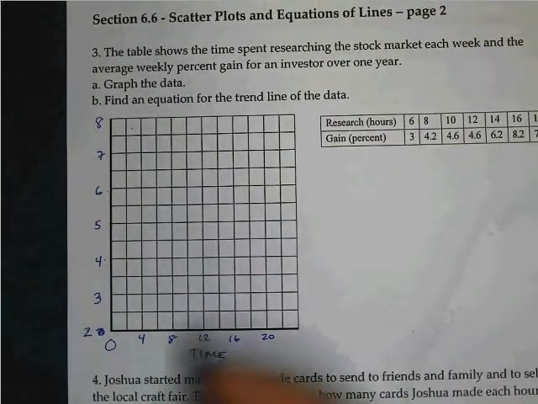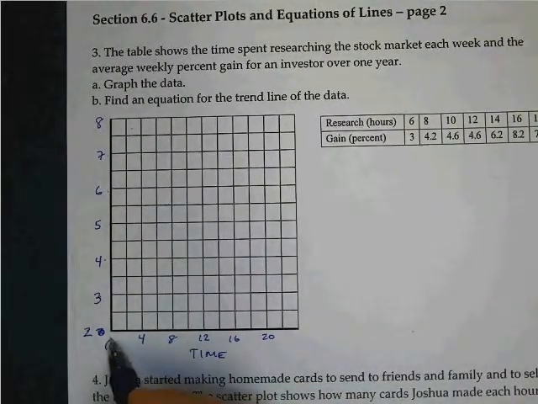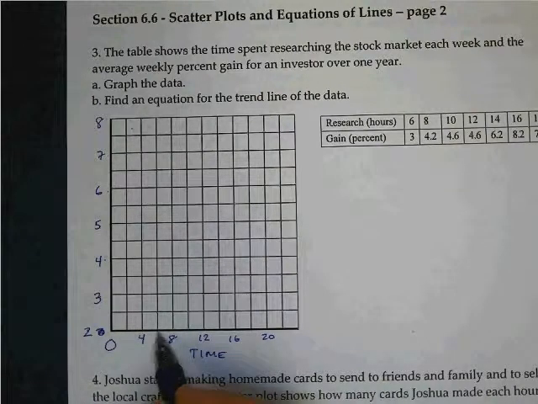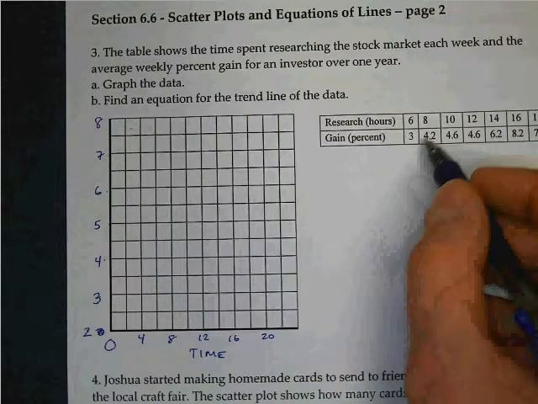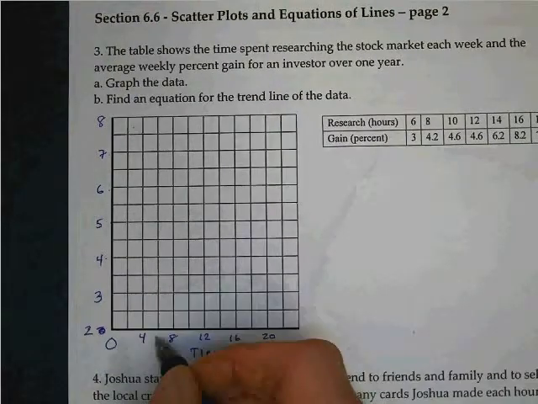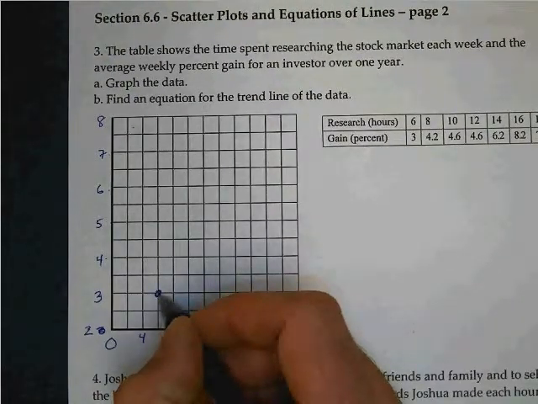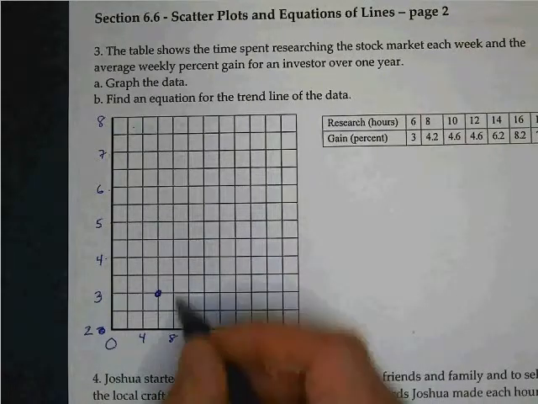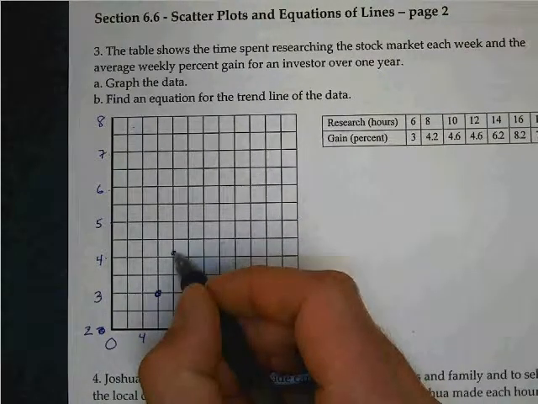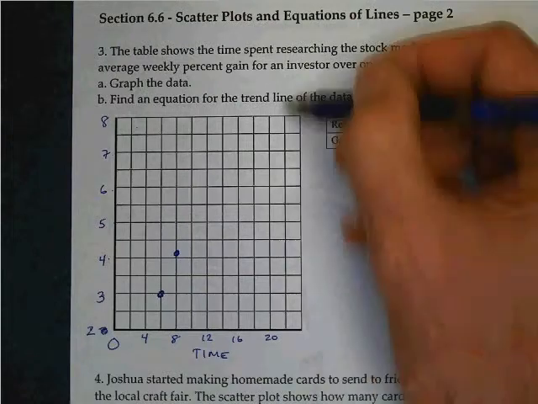So let's plot our points. Over 6 hours and up to 3. So there's your first point. Over 8 hours up to 4.2. Realize every hash mark on the vertical is half a point.